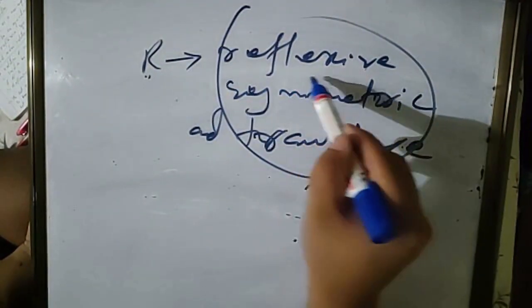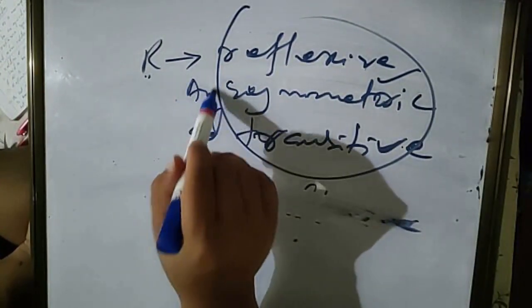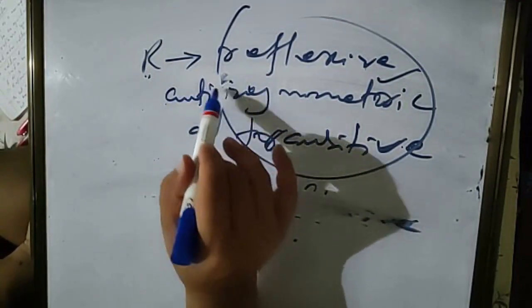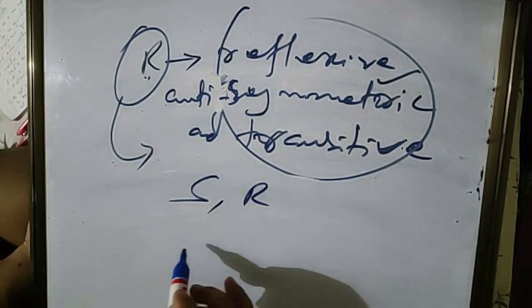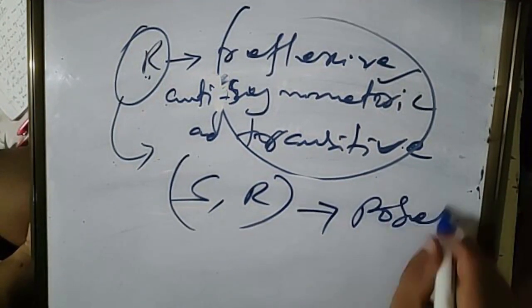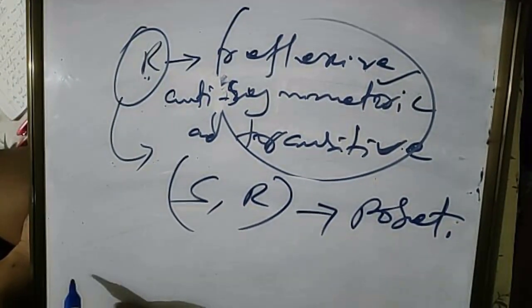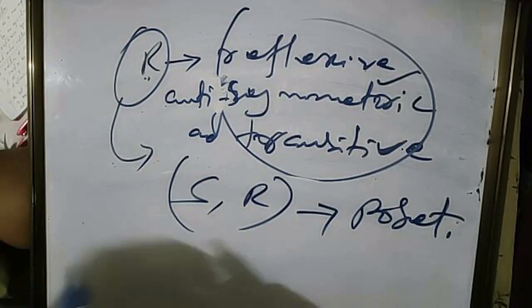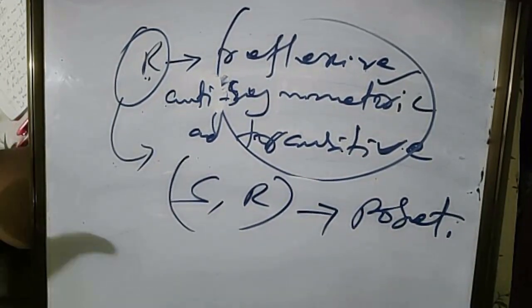If the relation R is reflexive, anti-symmetric, and transitive, then the relation R is called a partial order relation. Suppose we have a set S and the relation R is a partial order relation. Then this structure is called a poset. We'll talk about equivalence relations and partial order relations in the next lecture.